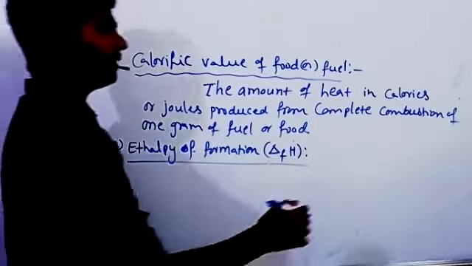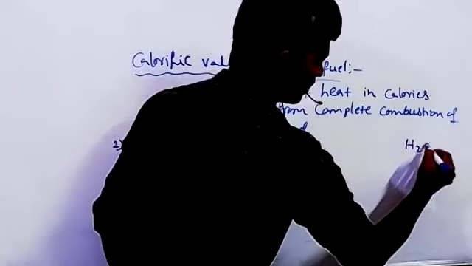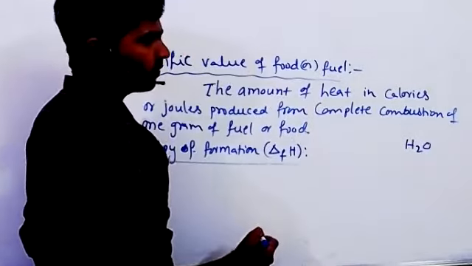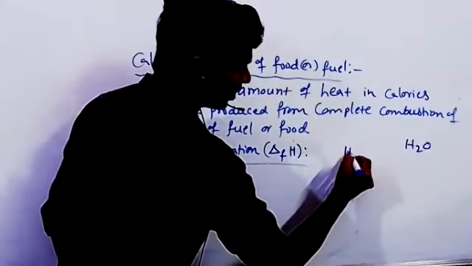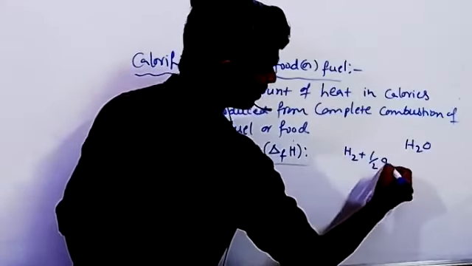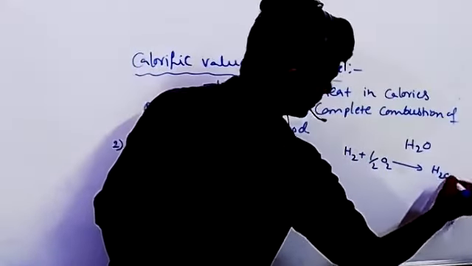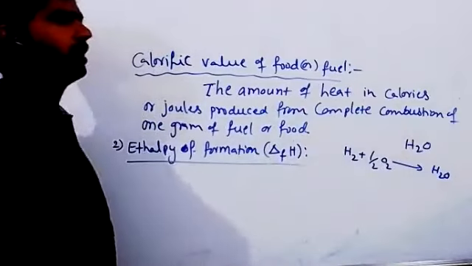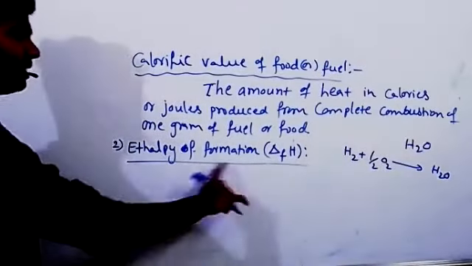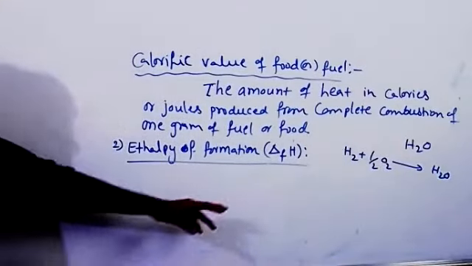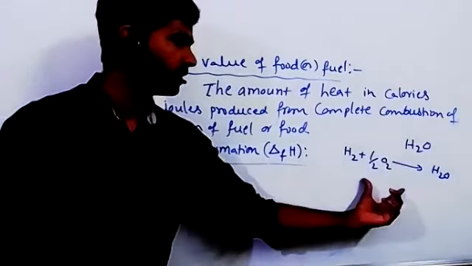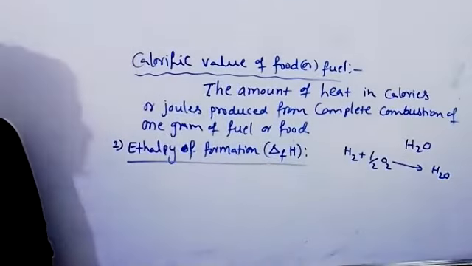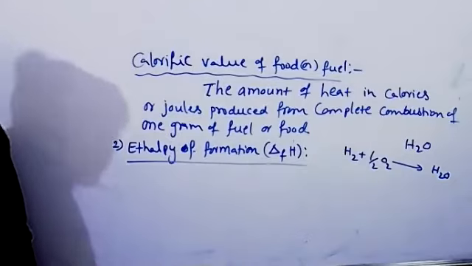Suppose water is there. To obtain 1 mole of water, the requirement is 1 mole of hydrogen and half mole of oxygen. During this process, heat is either released or absorbed, and that's called enthalpy of formation. Suppose the process is carried out at a standard condition, we call it standard enthalpy of formation.